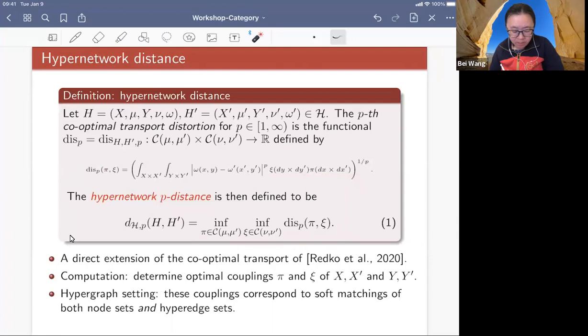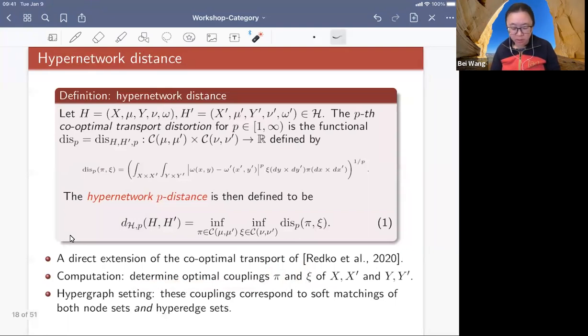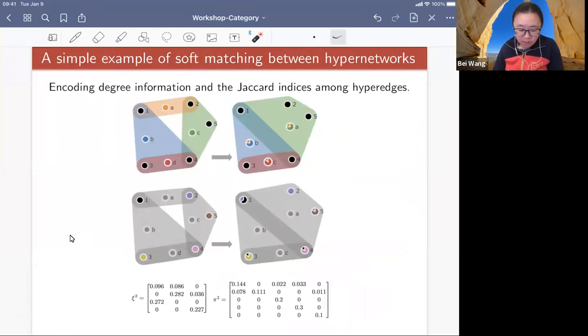The interesting part in terms of computation is that you are looking at the optimal coupling between the nodes and between the hyperedges at the same time. Once you can compute this, what it gives you is a probabilistic matching between your nodes and hyperedges. So this is a picture I want to come back to. In this particular case, I'm varying my probability distribution so that it has to do with degree information, and the omega has to do with Jaccard indices. But that's secondary. I just really want to show what I mean by probabilistic, or soft, matching between hypernetworks.